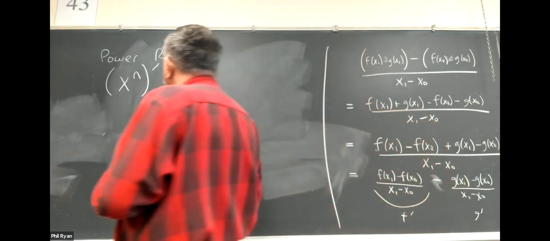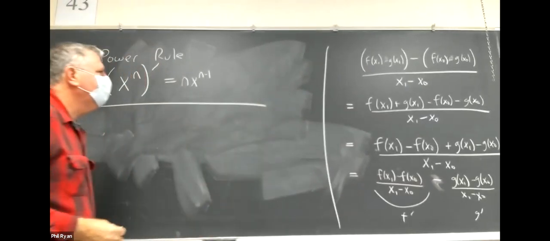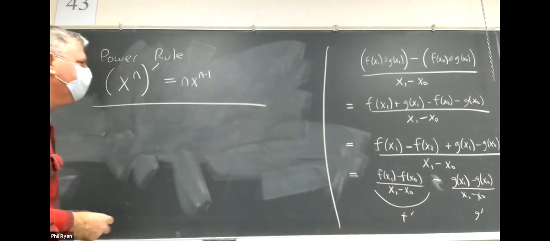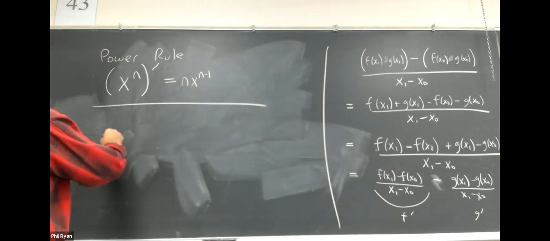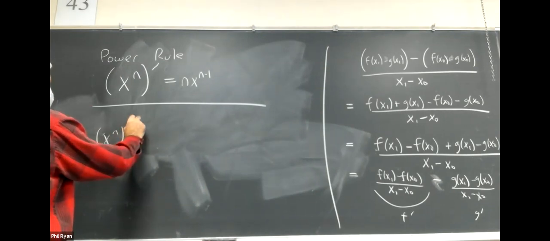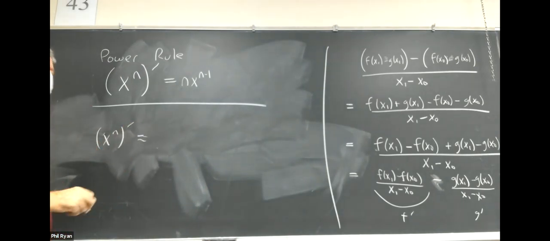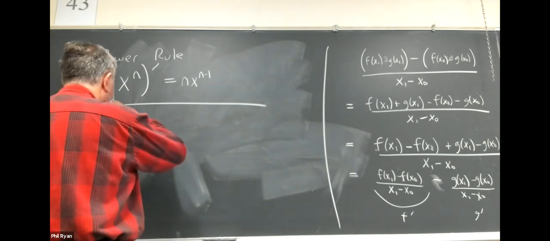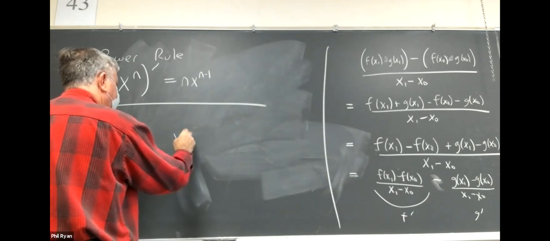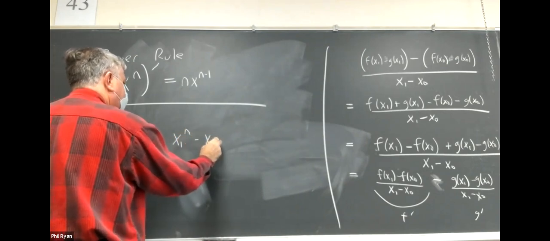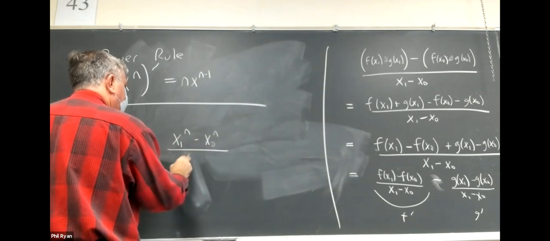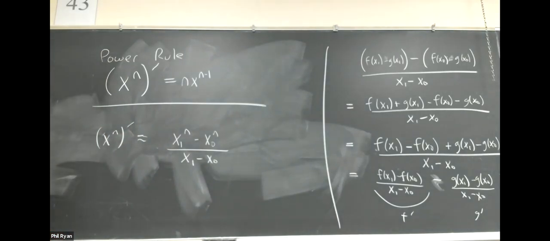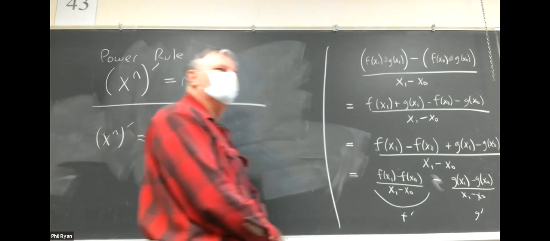Okay, now why is that so? Well, let's do the same thing we did before. What would the derivative of x to the n be? Well, we'd like to do it as a rise over run. So maybe we'd have x1 to the n minus x0 to the n over x1 minus x0. That's just doing rise over run.